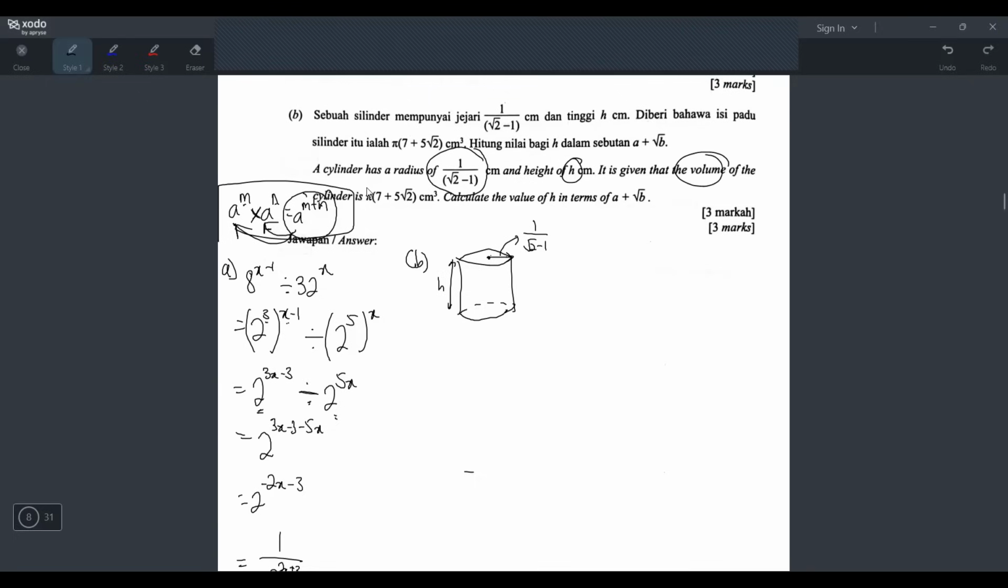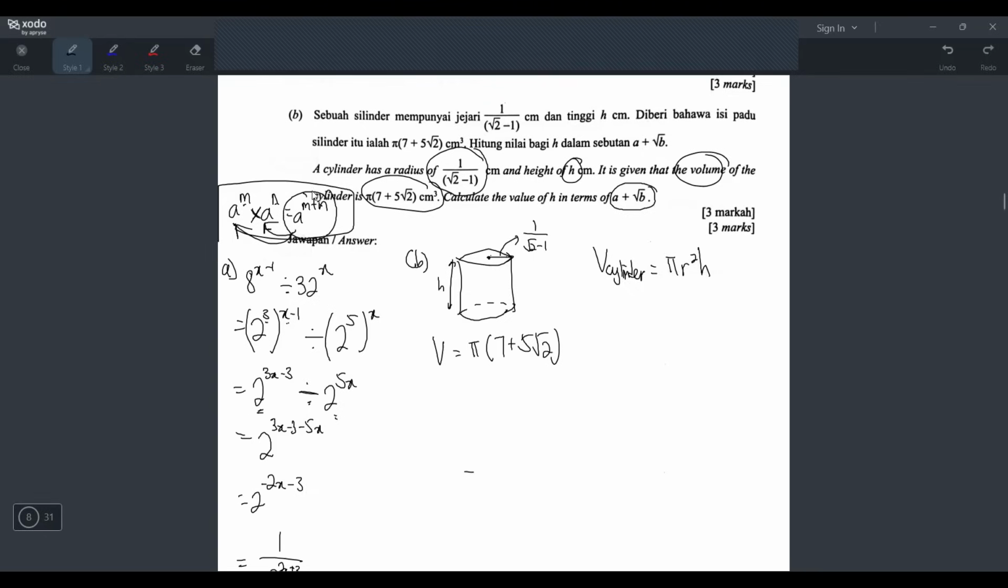It is given that the volume of the cylinder is this one. Calculate the value of h in terms of a plus square root b. So they give us the information here, which is volume, right? So I'll write down volume equals pi bracket 7 plus 5 square root 2 cm cube. Okay, first thing first. What is the volume of cylinder formula? If you don't know the volume of cylinder formula, you cannot do this question. The formula is pi r square h, where r is the radius, h is the height. Or some of you learn in Bahasa Melayu, it will be pi j kuasa 2 t. J is the jari, radius, T is the tinggi, but it's the same thing, right?